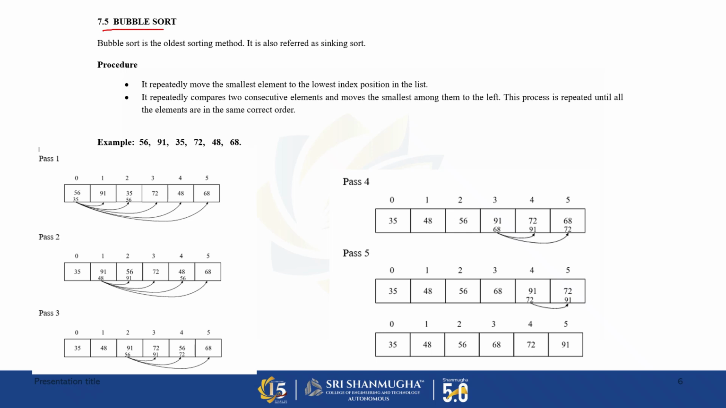Bubble sort is the oldest sorting method. It is also referred to as sinking sort. It repeatedly moves the smallest element to the lowest index position in the list. It repeatedly compares two consecutive elements and moves the smaller one to the left. This process is repeated until all the elements are in the correct order.